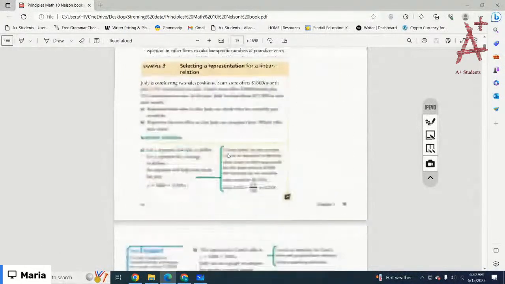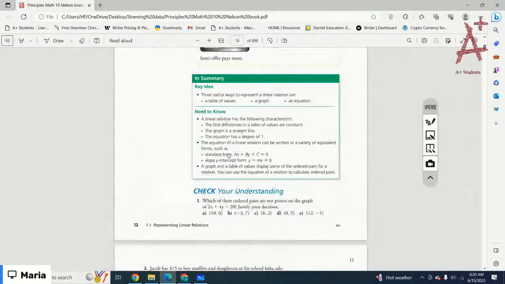Okay, let's start with the practice questions. Here it is. Three useful ways to represent linear relations are a table of values, a graph, and an equation. A linear relation has the following characteristics. The first differences in a table of values are constant. The graph is a straight line, and the equation has a degree of 1.